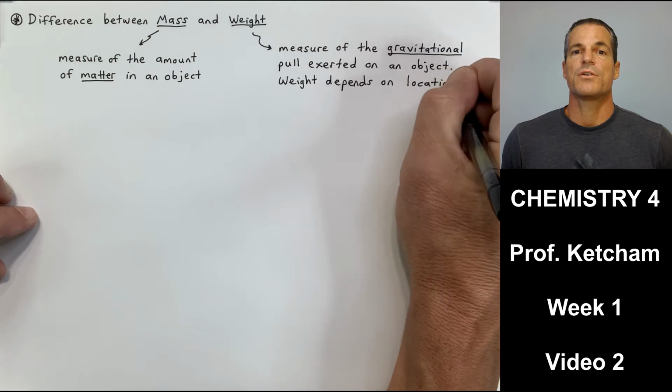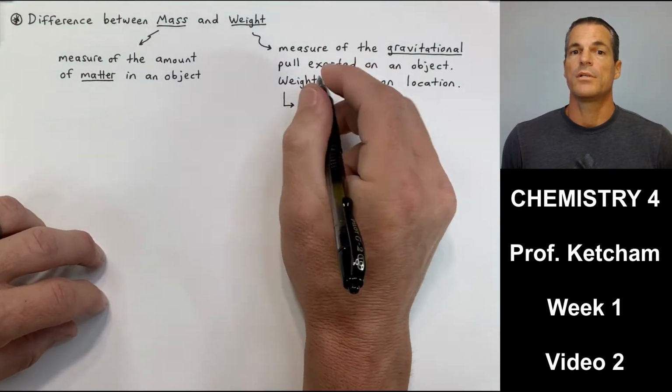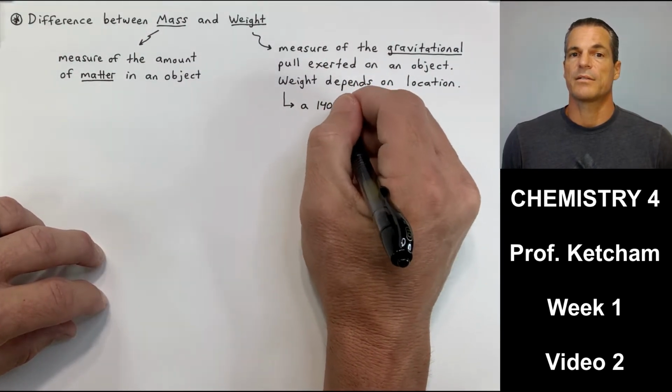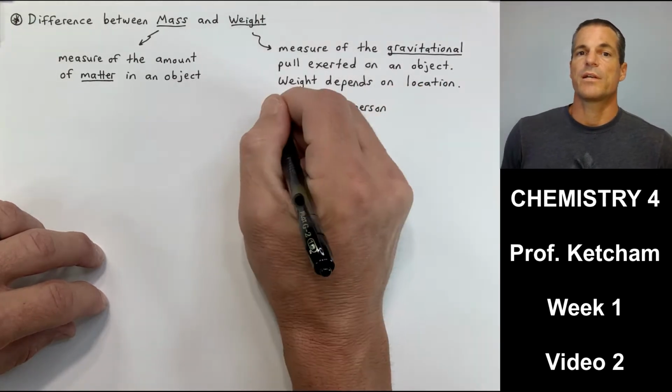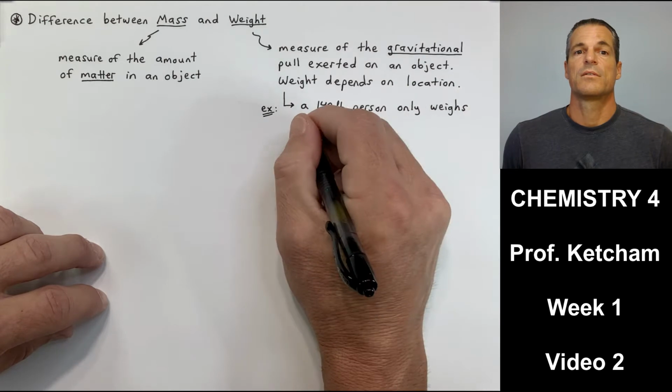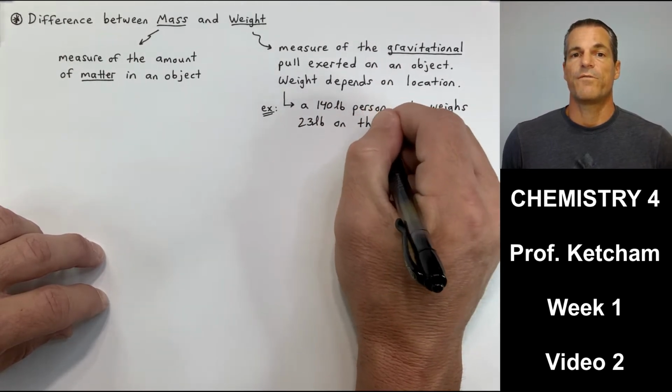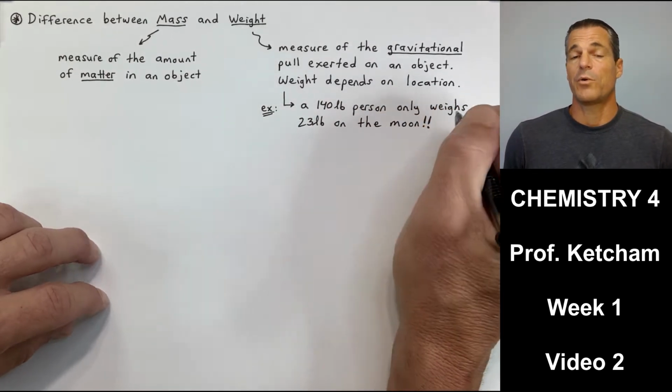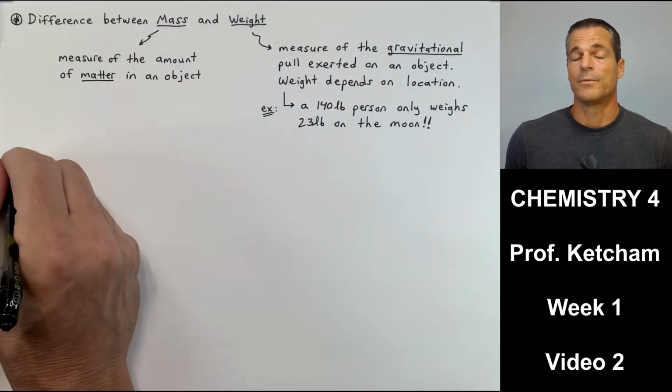Weight is a measure of the gravitational pull exerted on an object. So weight depends on location because gravitational pull, or gravity, is different in different locations. So for example, a 140-pound person only weighs 23 pounds on the moon.